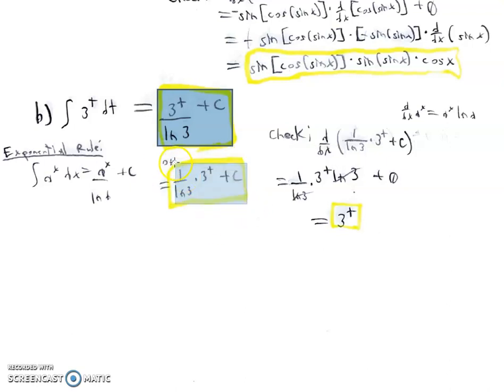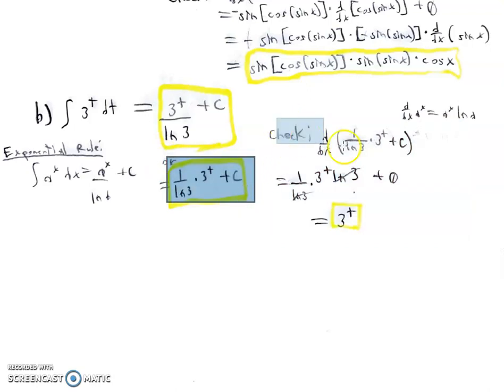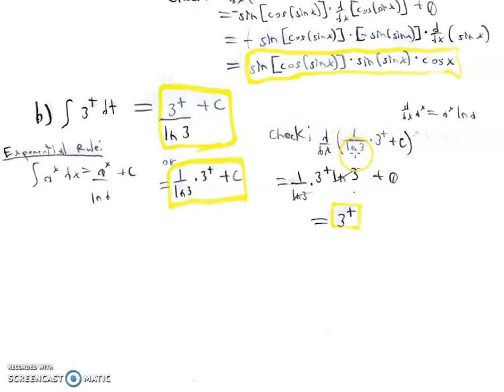I rewrote it like this as well: 1 over ln 3, because that's a constant, times 3 to the power t, plus c. I want to make sure that's been made aware when I do my check. You take the derivative of this, and what you get is 1 over ln 3, which is just a constant, so nothing happens to it.